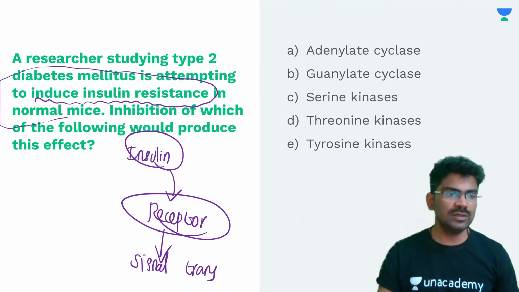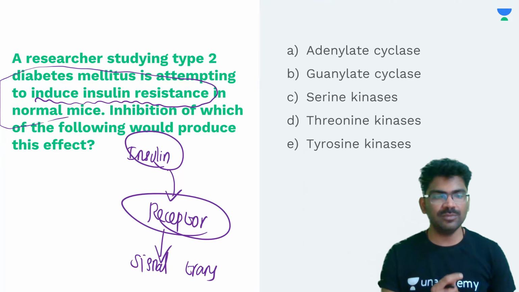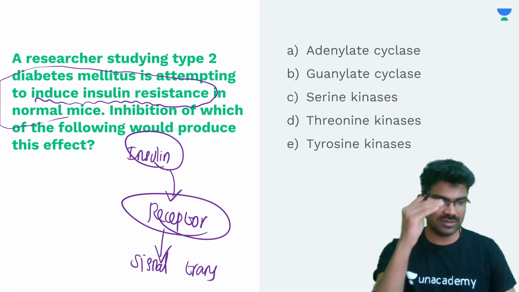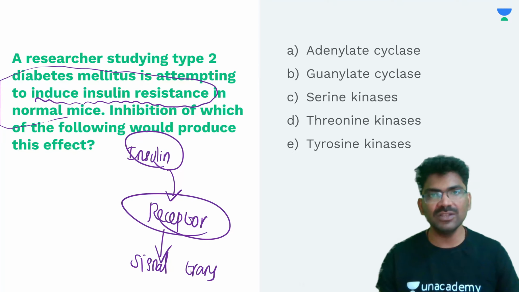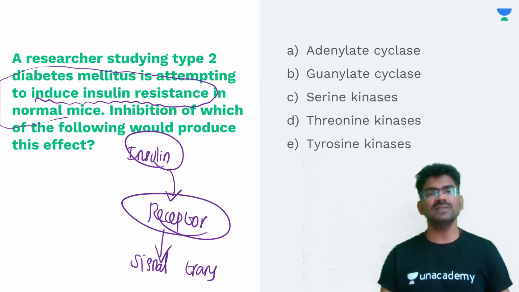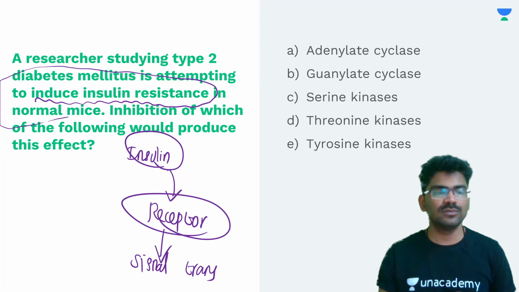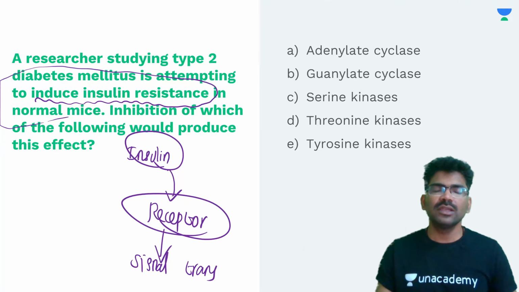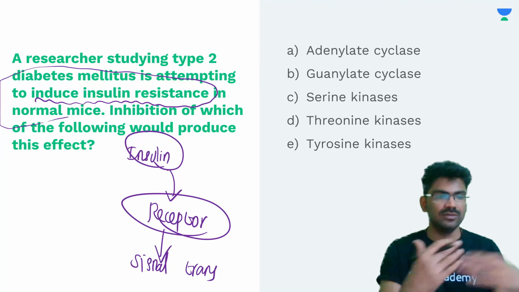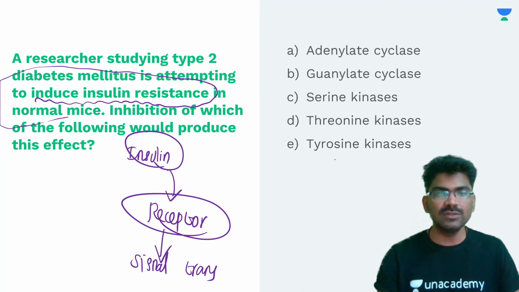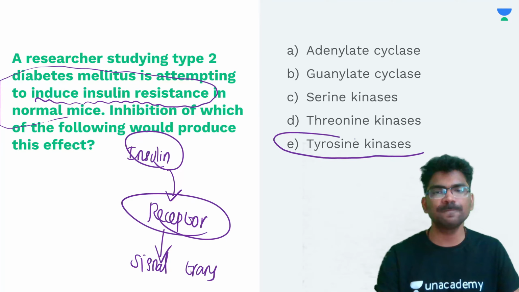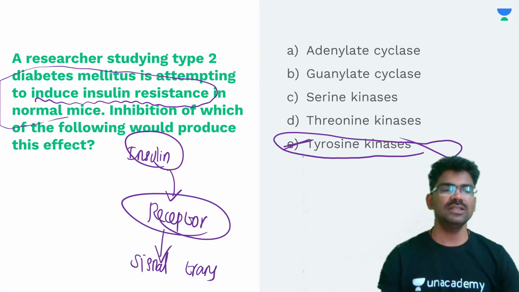To induce insulin resistance, you have to inhibit the downstream effect of the insulin receptor. When insulin binds the insulin receptor, it undergoes dimerization, right? So the insulin receptor cross phosphorylates. They cross phosphorylate. The insulin receptor has intrinsic tyrosine kinase activity. So option E is the answer.